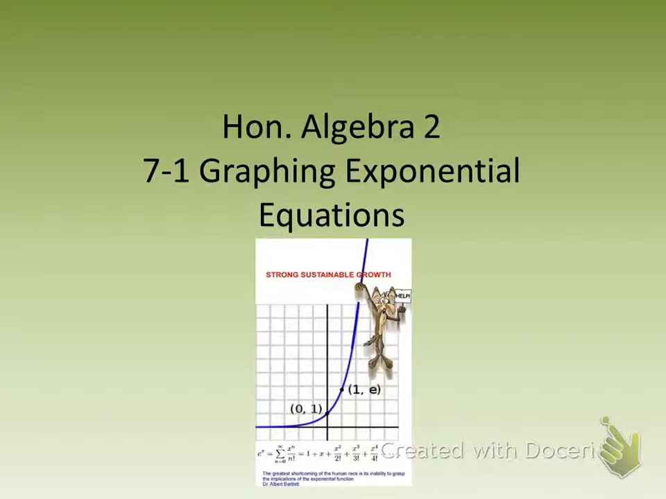7.1, graphing exponential equations. This is the last section of your pre-chapter 8 stuff. Moving on, next slide.